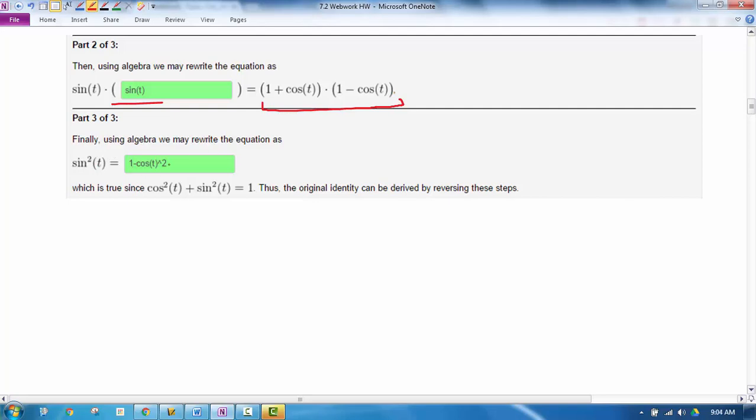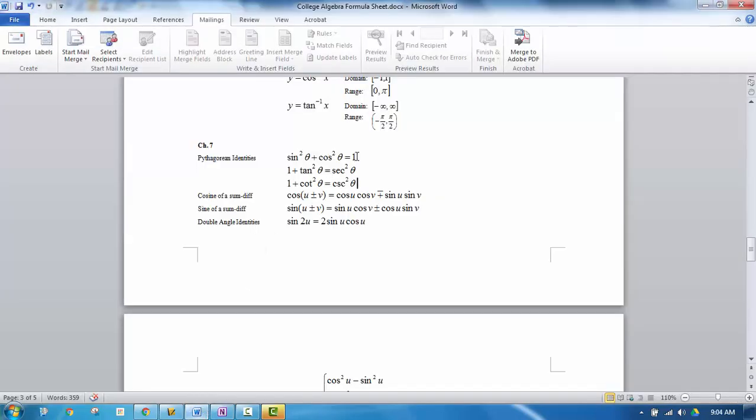the right side then becomes something else. So we want to simplify this. In order to simplify the right side, we can just FOIL and you get 1 minus cosine squared of t. So that's what we want right here. Which 1 minus cosine squared of t is really sine squared of t, and that's right off your formula sheet right here. If you subtract cosine squared from both sides, you get 1 minus cosine squared equals sine squared.